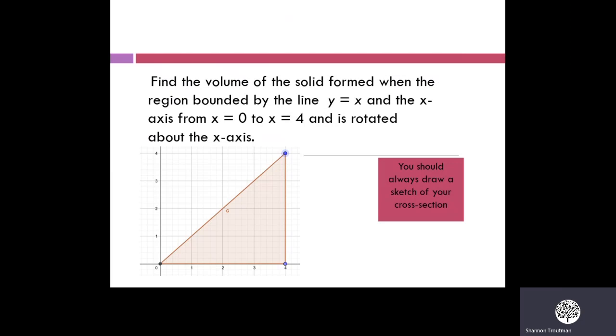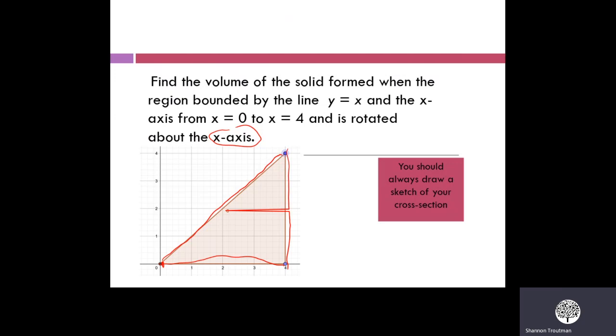So again, the basic setup for the word problem will be you're finding volume. It has to give you all of your lines, your boundaries. Okay, so we were given y equals x, the x-axis as a boundary, and limits from x equals 0 to x equals 4. You basically have to enclose your shape. Okay, so if you don't have it, then just drop a vertical line. They also have to tell you your line of rotation.